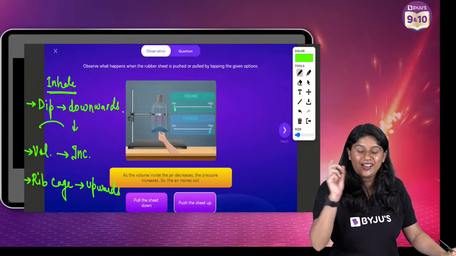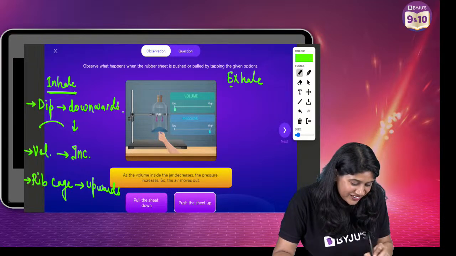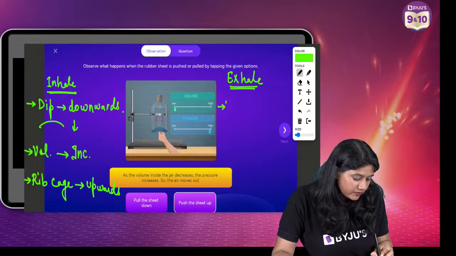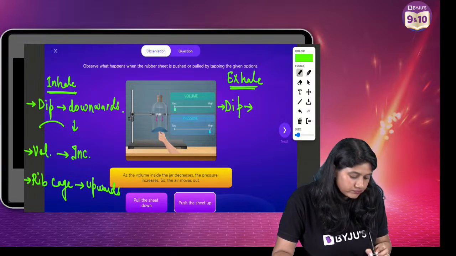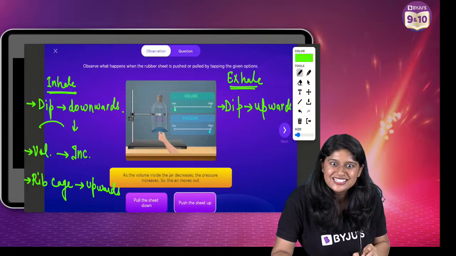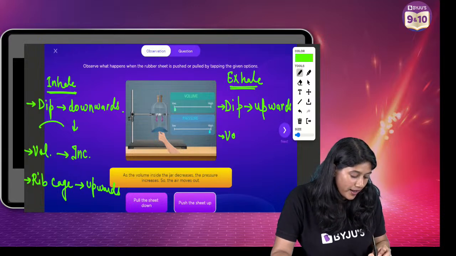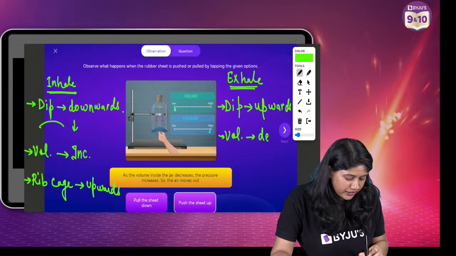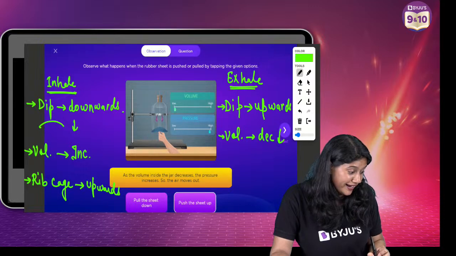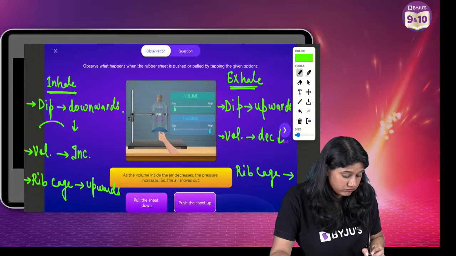Easiest. Now let's see what will happen when we exhale. What will happen? The diaphragm will move upward. I can see the answers, everyone. Thank you so much for helping me. Then volume will decrease and the rib cage will move downward.